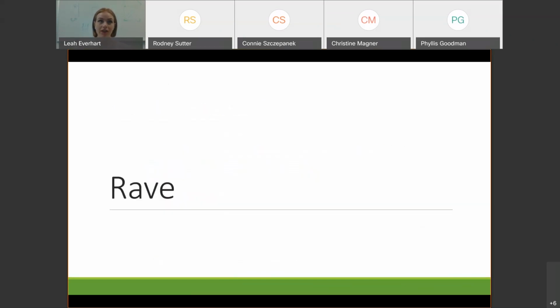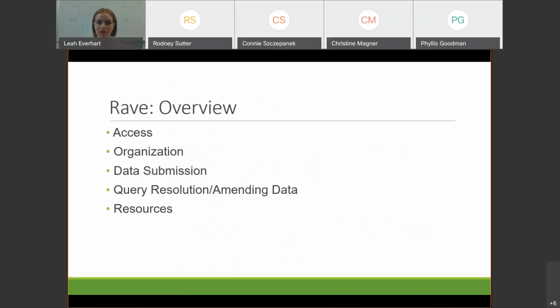So that's it for our pre-RAVE system. But like I said, if you have any questions about that, please reach out to your data coordinator and they'll be able to address any of your questions or concerns. So we'll move on to RAVE. Next slide, please. And this is just a little overview of what we'll be going over for RAVE. It'll be a little bit more in depth, but we'll try to keep it succinct. Next slide.